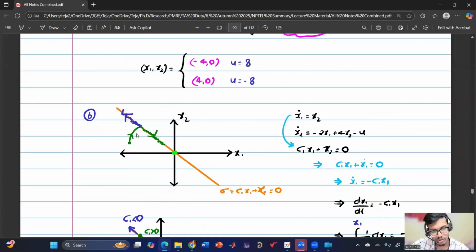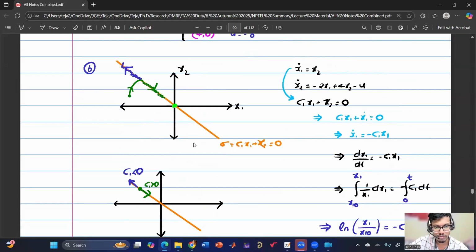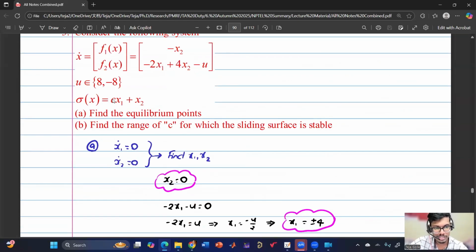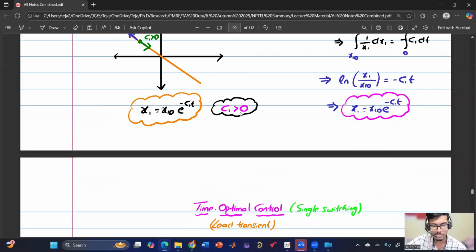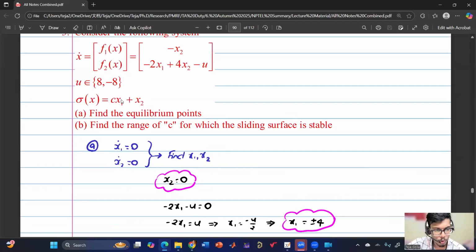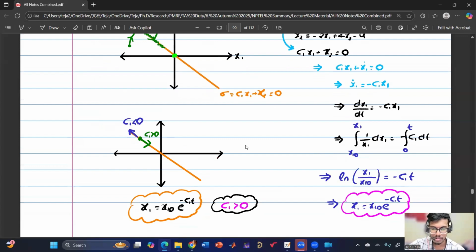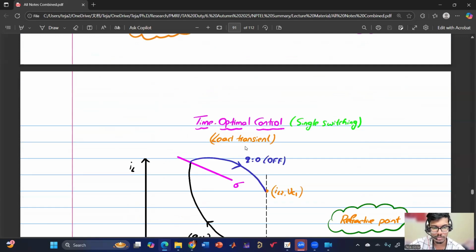So on the surface also, it can move towards the equilibrium point if it is stable, or away from the equilibrium point if it is unstable. So we need to see what are the conditions for which the system is stable. If c is positive, which means the slope is negative, then the system is stable. If c is negative and the slope is positive, the system is unstable.